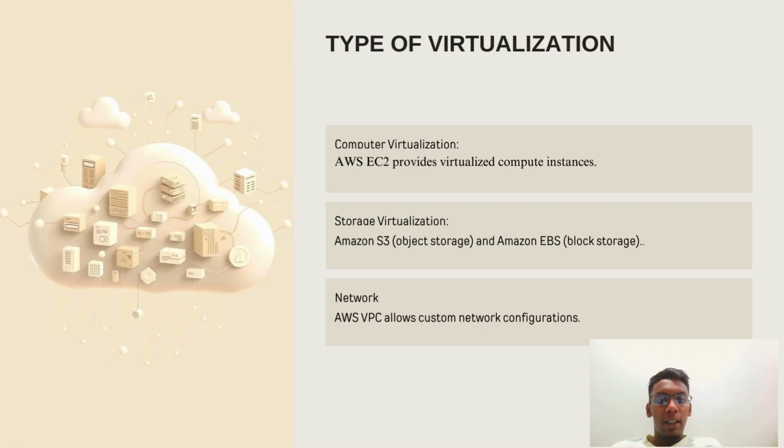And as well, there are also a few types of virtualization. There are three types of virtualization in this slide that we have provided you with. The first one is compute virtualization. AWS EC2 provides virtualized compute instances. Secondly is storage virtualization. Amazon S3 is object storage and Amazon EBS is block storage. And finally, network. AWS VPC allows custom network configurations.